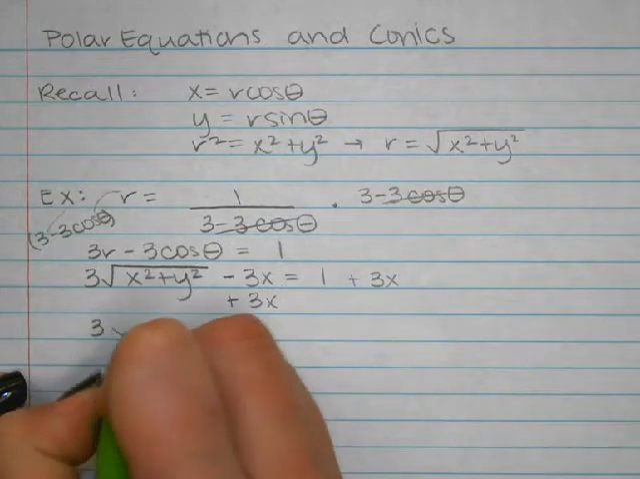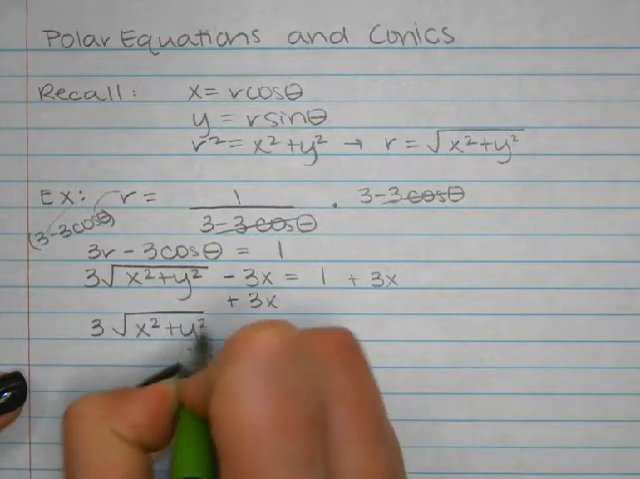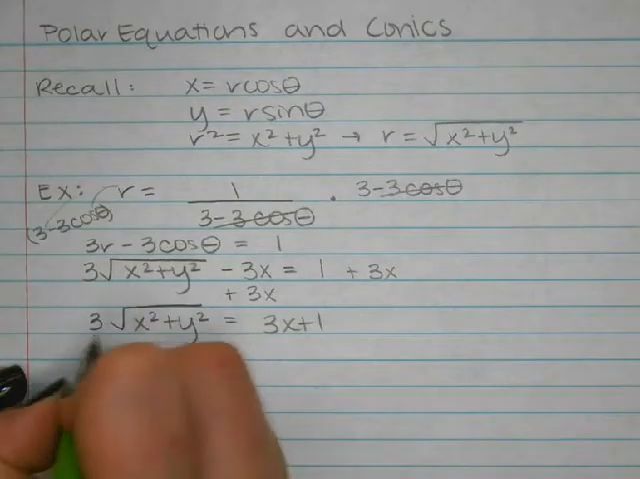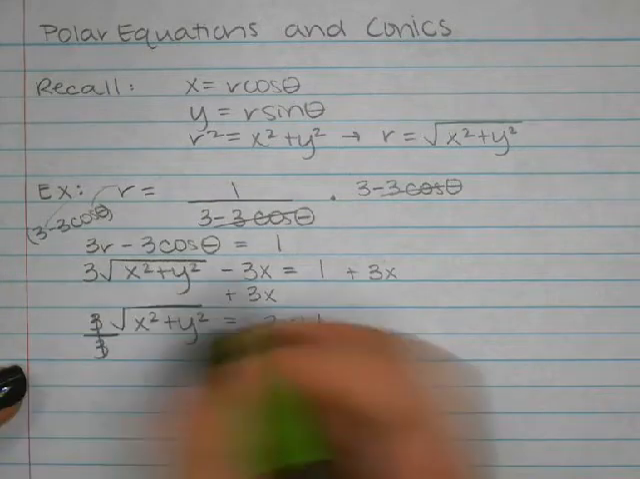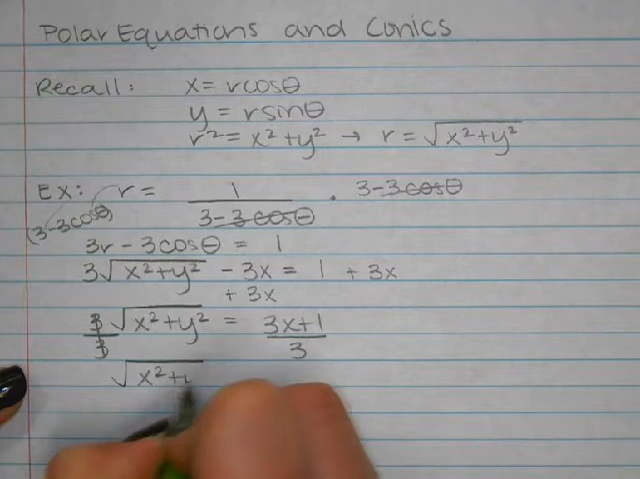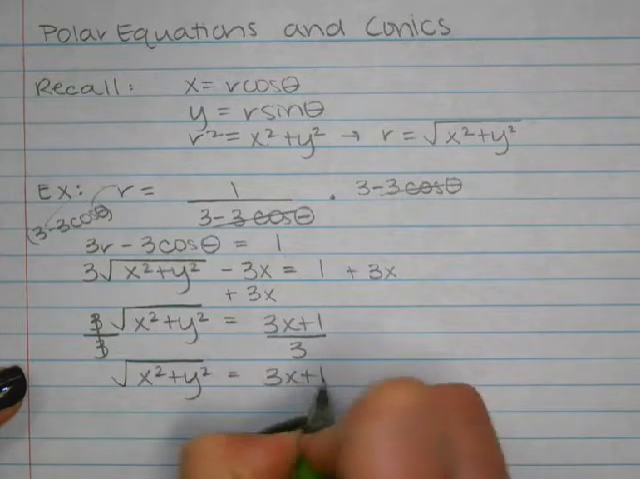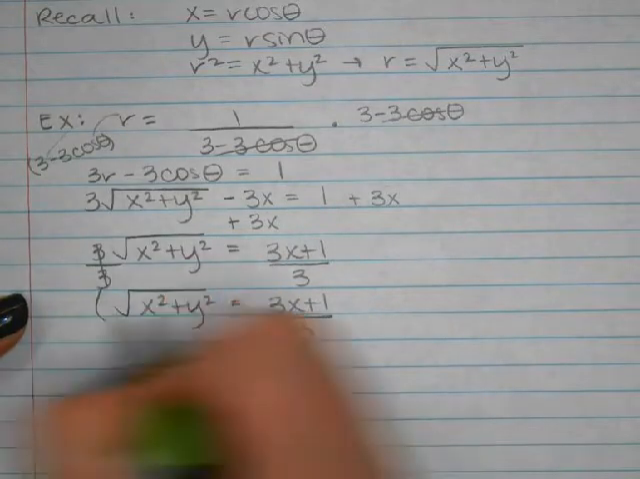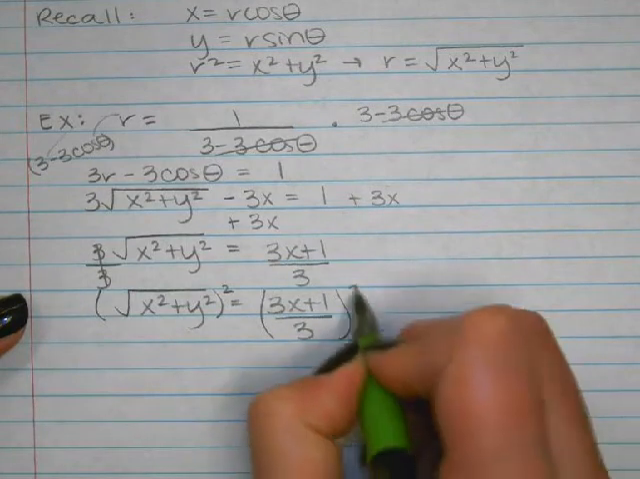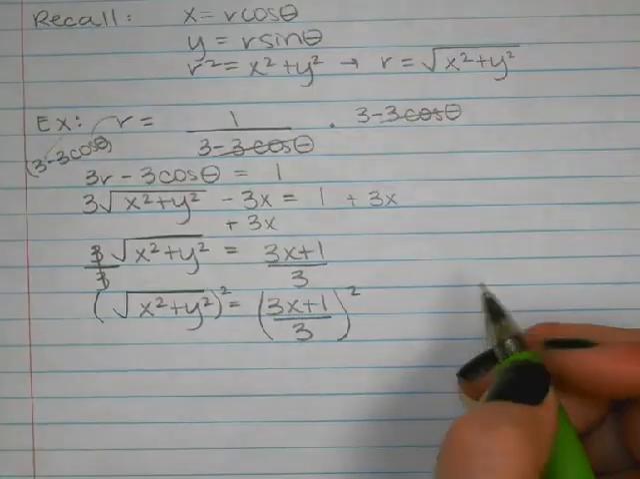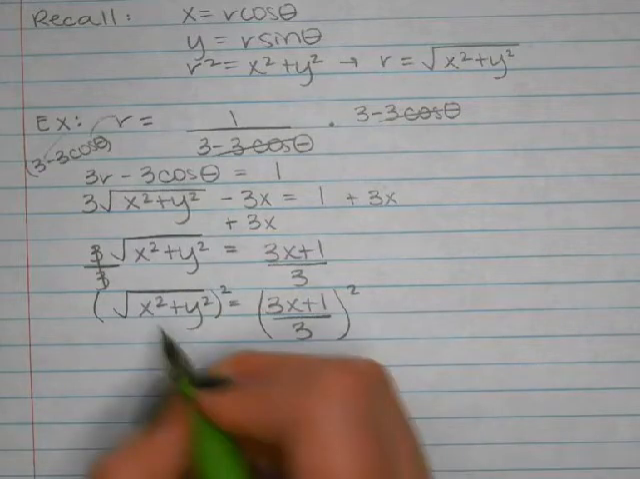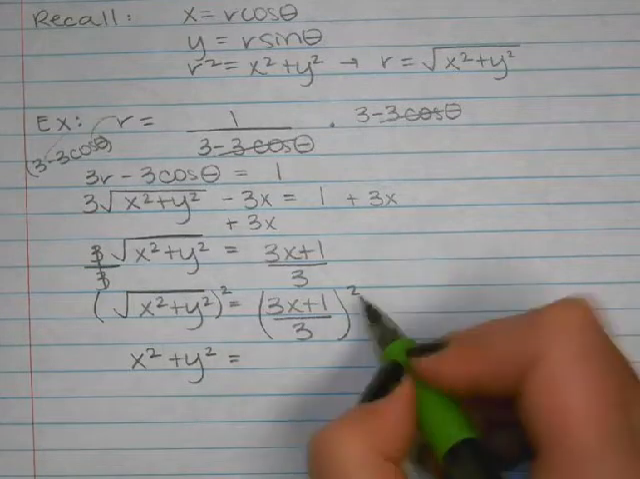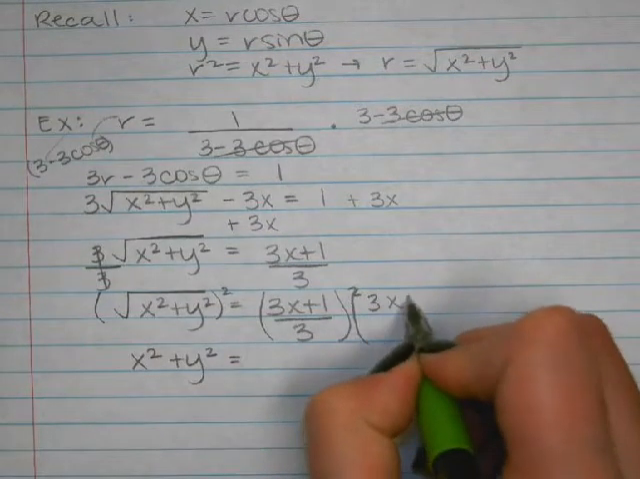So I have 3 times the square root of x squared plus y squared equals 3x plus 1. And then I'm going to go ahead and divide the 3 over. So we have the square root of x squared plus y squared equals 3x plus 1 over 3. And now I can get rid of that square root sign by squaring each side. The left side was pretty easy. I know that when I square a square root sign, I get x squared plus y squared. But on the right side, when I square that, I need to write it twice. And then I need to FOIL it.